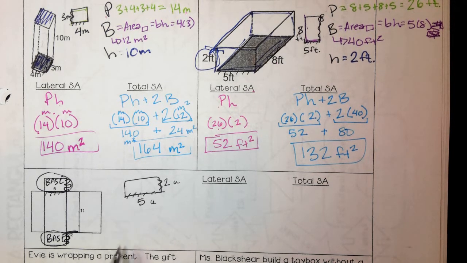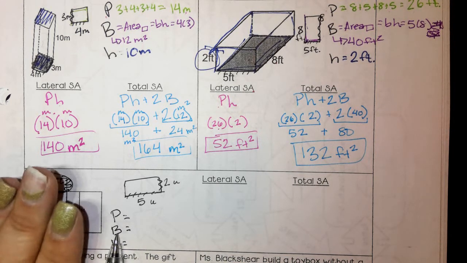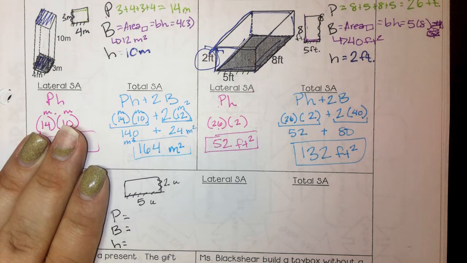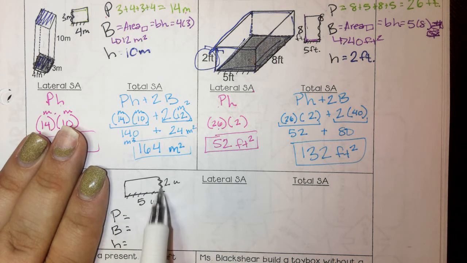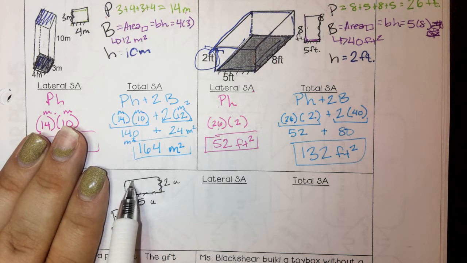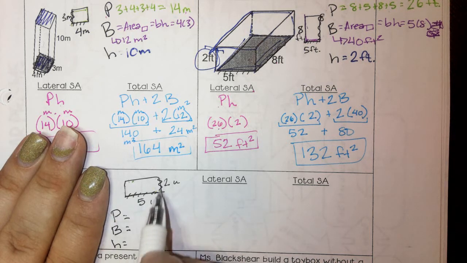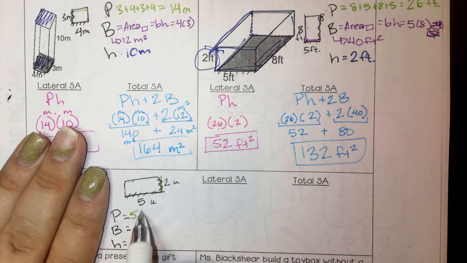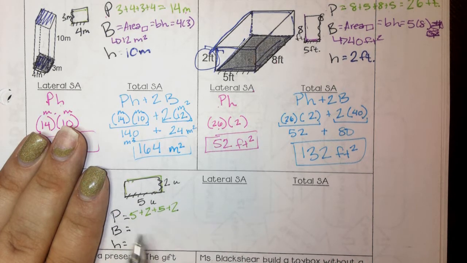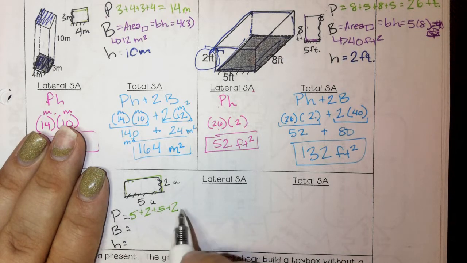Now that I've redrawn my base, I'm all set up to find the perimeter of that base, the area of the base, and the height of the prism. To find capital P and B, we're not going to look at our 3D figure, so we'll cover that up. To find capital P, that's just the perimeter of the base, which happens to be a rectangle. And to find the perimeter of a rectangle, you just add all the sides. So that's 5 units, plus 2 units, plus another 5 units, plus another 2 units. And 5 plus 2 plus 5 plus 2 is 14 units.